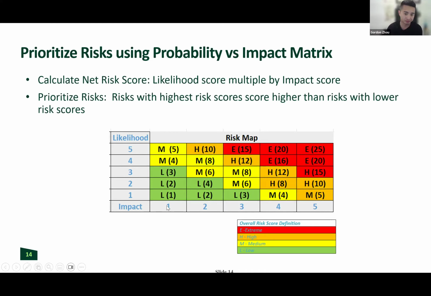What's 2 times 1? 2 times 1 is 2, right? So each risk would have a net score. When you multiply the score for likelihood and the score for impact, you get one number. So each risk will, through the multiplication, get a net score. And in this case here, the net score is what? 2 times 1 is 2, which is right here using this heat map.